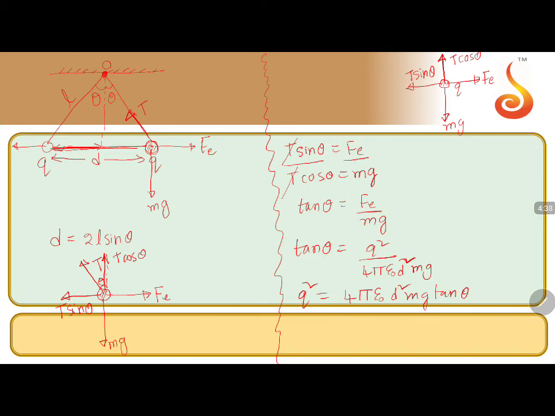But d is not given, L is given. So if we substitute d equal to 2L sin theta, q will be equal to root over 16 pi epsilon naught L square mg tan theta into sin square theta. So this is the correct option.